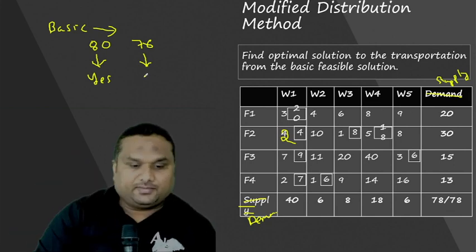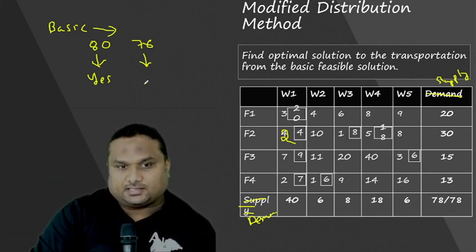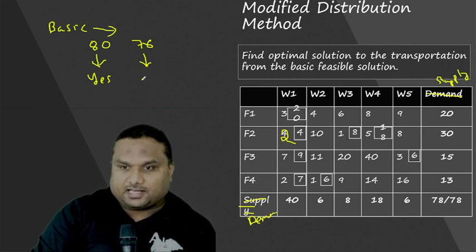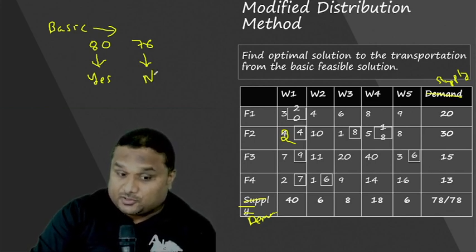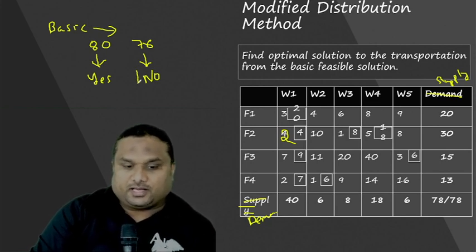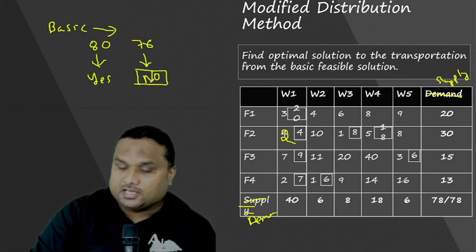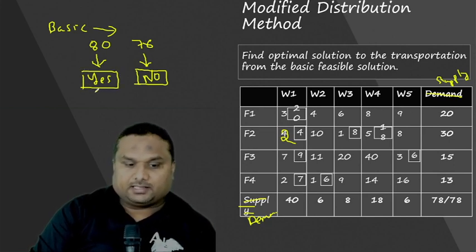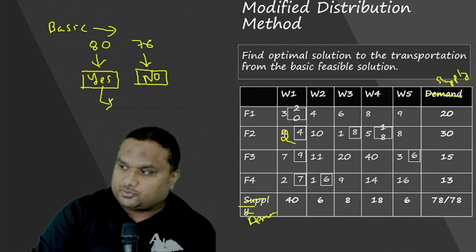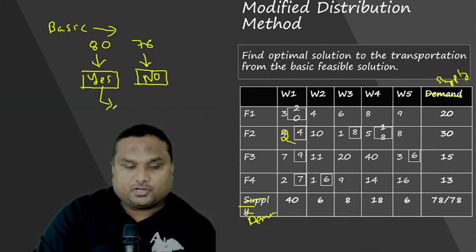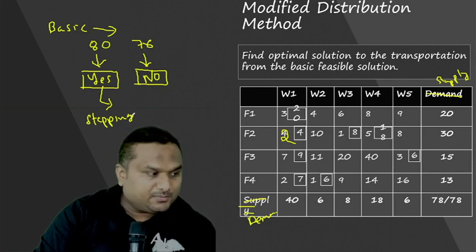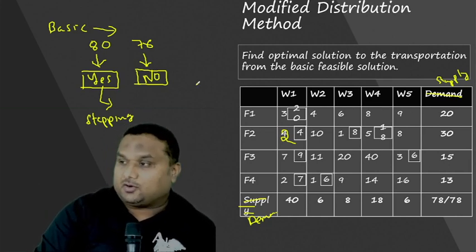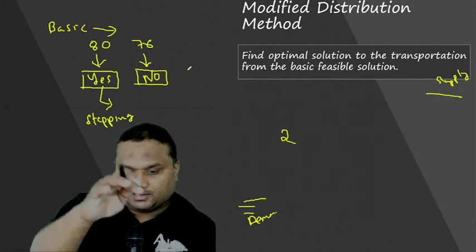If someone asks you whether 76 can be reduced further, the answer is no, then we can stop the question there. Now, if 80 can be reduced further, definitely yes. If yes, then we have to reduce the cost from 80. For reducing the cost, we will use another method, called the stepping stone method. Now, how to decide this in the modified method?